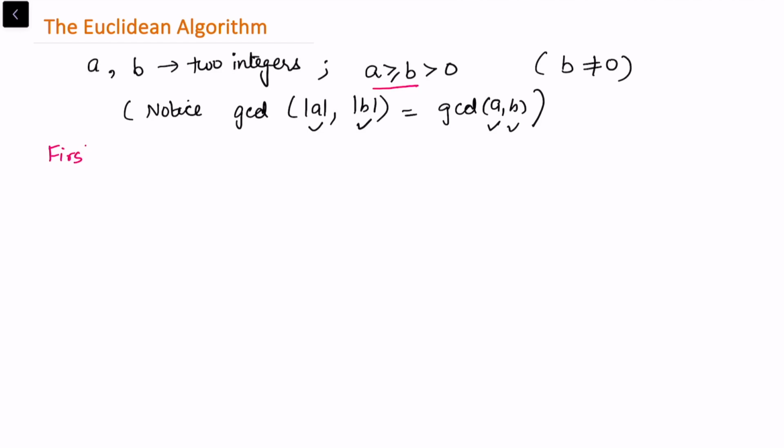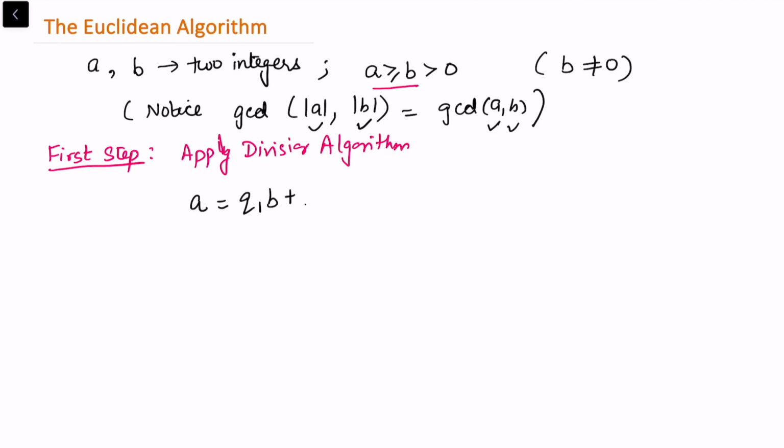Now, as we said that a is greater than or equal to b, the first step is to apply the division algorithm. In my last video I talked about the division algorithm, proved it, and discussed the existence of the quotient and the remainder. So here I can write a is equal to q1 times b plus the remainder r1, with the condition on the remainder that 0 is less than or equal to r1, which is strictly less than b. For the proof of the division algorithm, you can watch the previous video. I have added the link in the description.